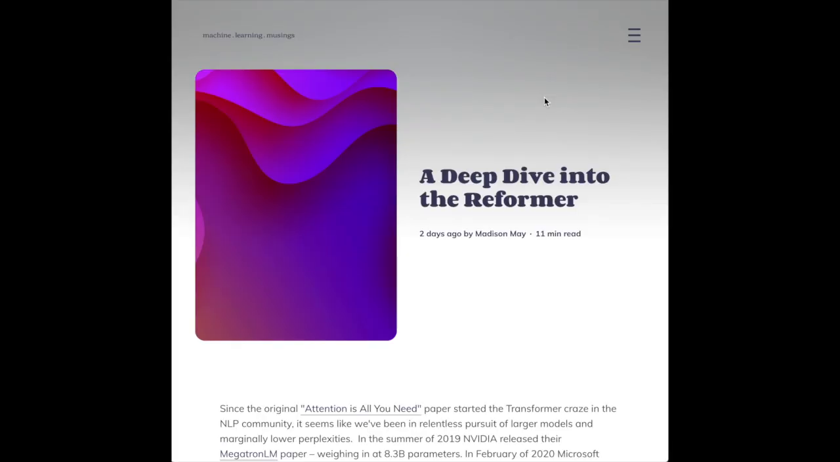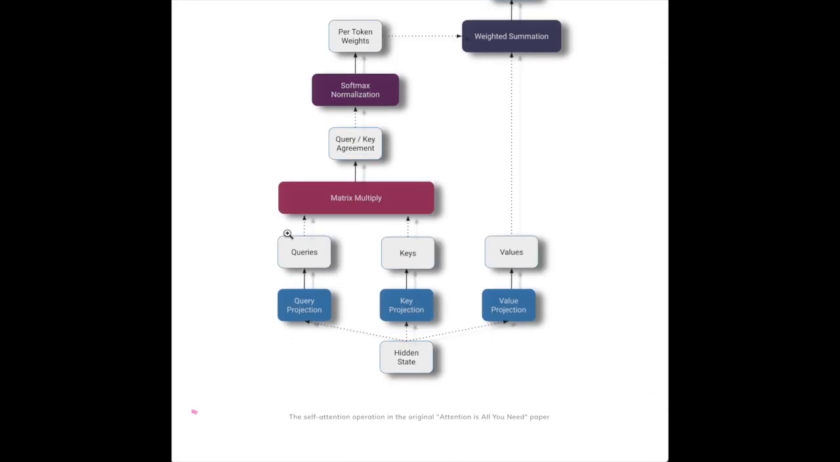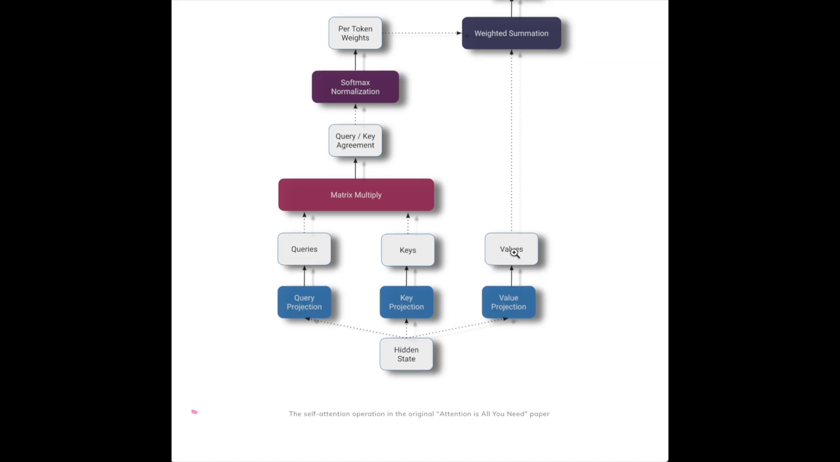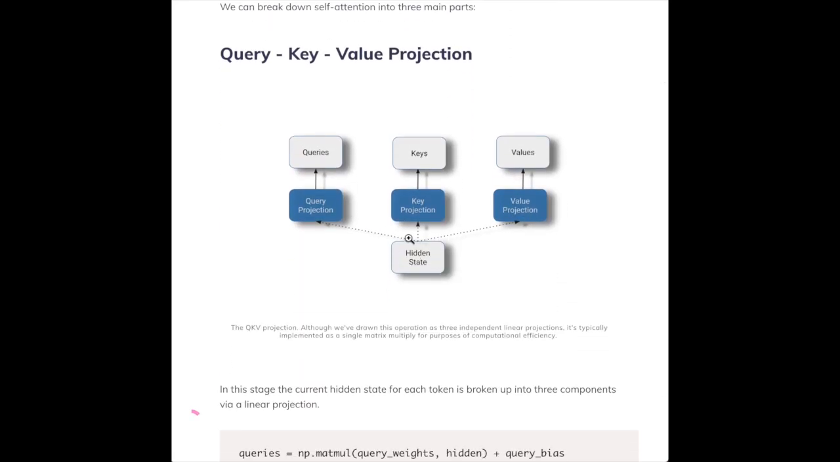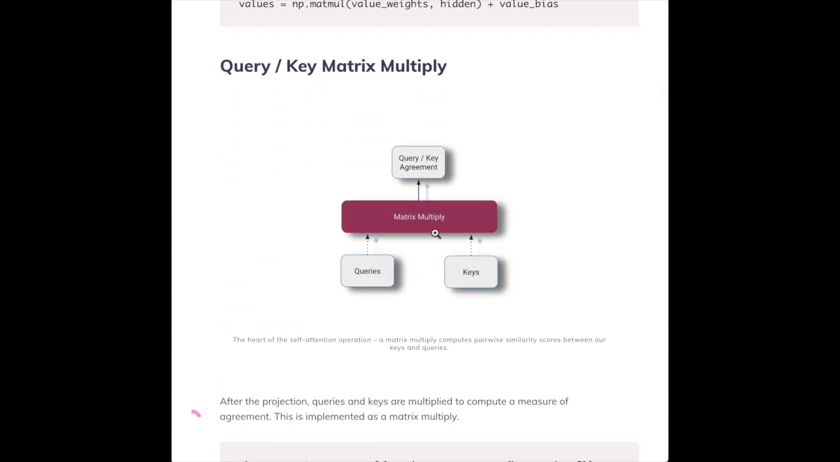Another really interesting article that came out this week is a deep dive into the Reformer. The Reformer is this new transformer architecture from Google Brain that approximates full attention by doing this locality sensitive hashing. So the blog post begins by describing self-attention, where you have this matrix multiplication between the queries and the keys, softmax normalization, and then multiplied by the value matrix. So it starts off by projecting the query, key and value matrices by multiplying them by this one-dimensional convolution. Then you have the query key matrix multiplication.